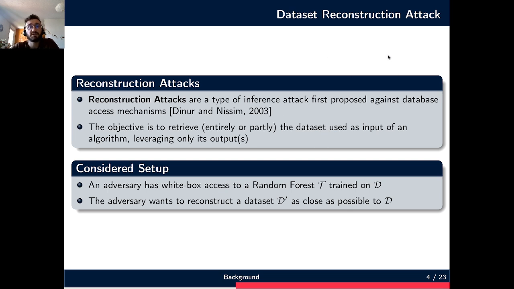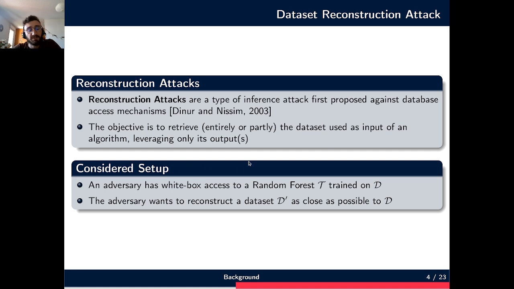And finally, the last building block is dataset reconstruction attacks, which is what we want to do in this work. Reconstruction attacks are a type of inference attack which were first proposed against database access mechanisms, and their objective is to retrieve entirely or partly the dataset used as input of some algorithm by only observing the outputs of the algorithm. In the machine learning field, the output is usually a trained model and its parameters. The computation itself is the machine learning algorithm, and the input dataset is the training dataset.